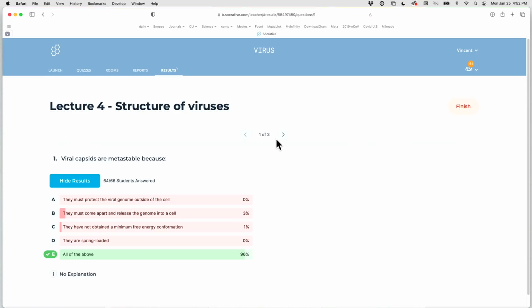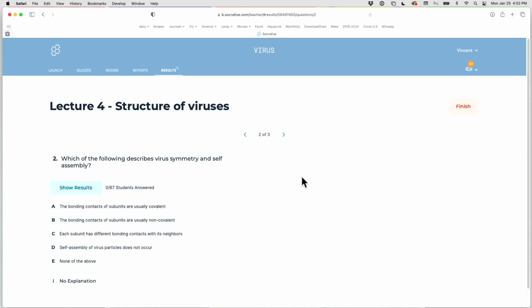All right, our next question is, which of the following describes virus symmetry and self-assembly? A, the bonding contacts of subunits are usually covalent. B, the bonding contacts are usually non-covalent. C, each subunit has different bonding contacts with its neighbors. D, self-assembly of virus particles does not occur. E, none of the above.